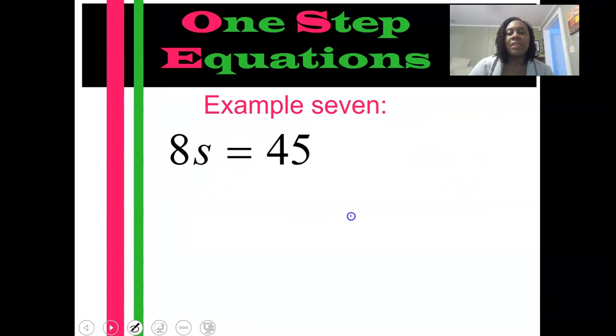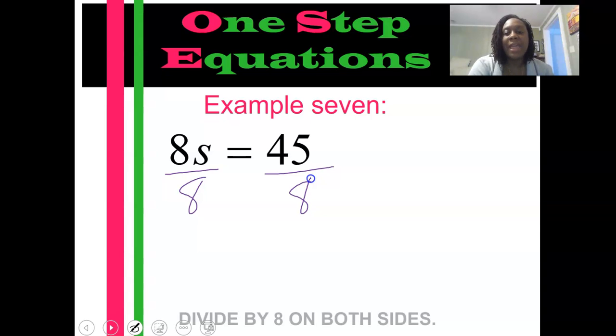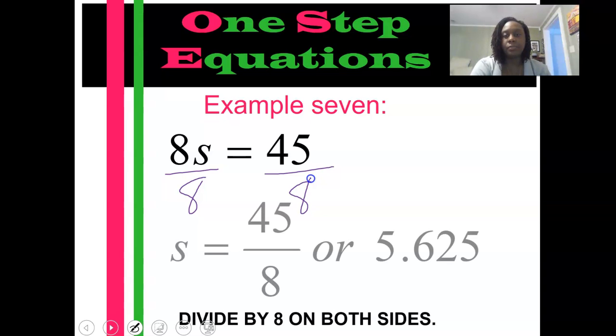For examples 7 and 8, we're going to be using division, because remember, when your two things are next to each other, so 8 and s are next to each other, they are touching, and when they're touching like that, that indicates multiplication. The opposite of multiplication is division, so we're going to divide both sides by 8, which gives us 45 over 8, which is a fraction that cannot be simplified, or we can leave it as an improper fraction, or we can convert it to a decimal.